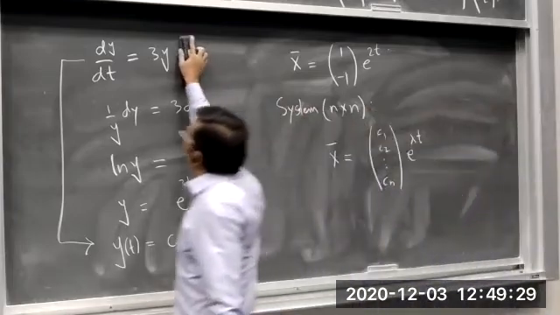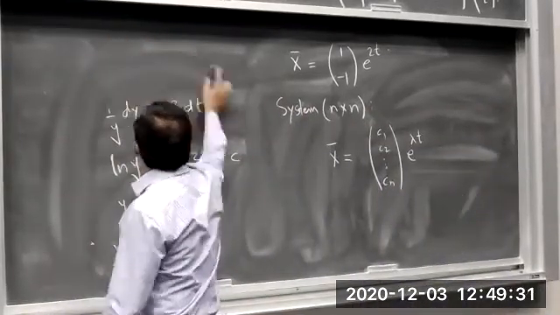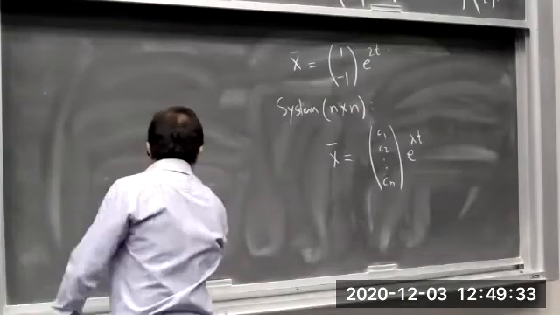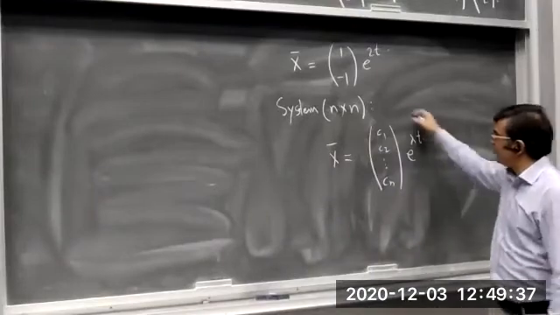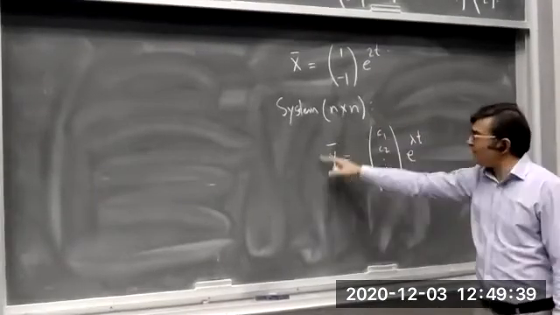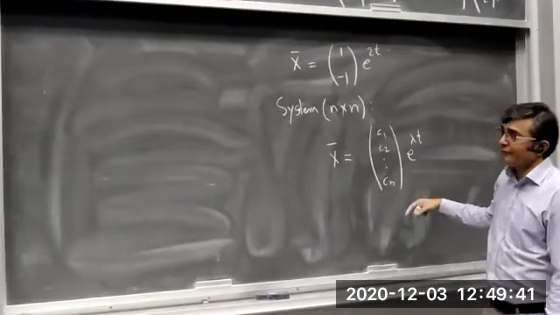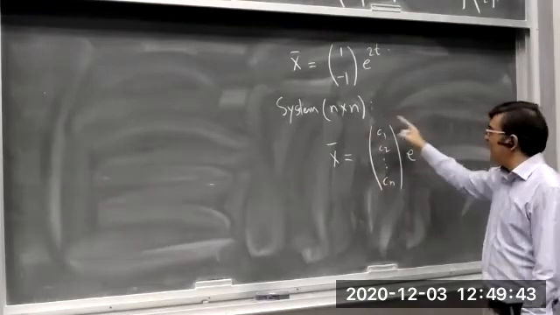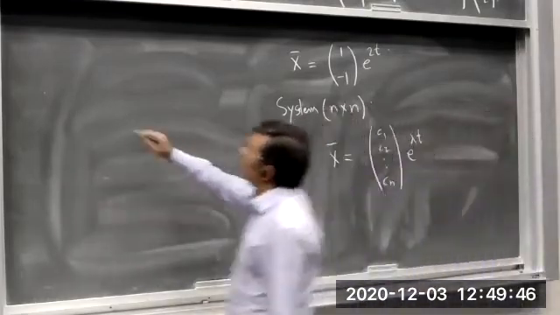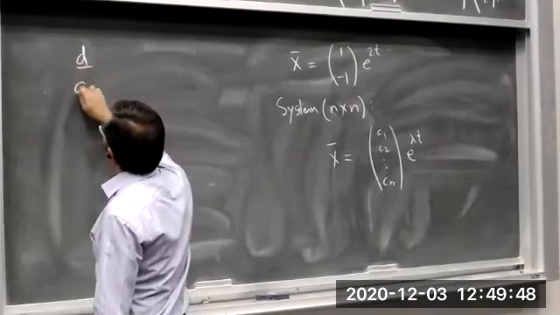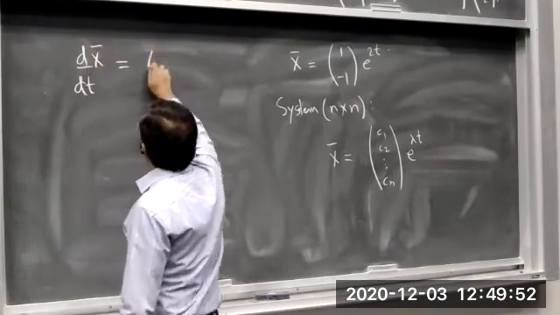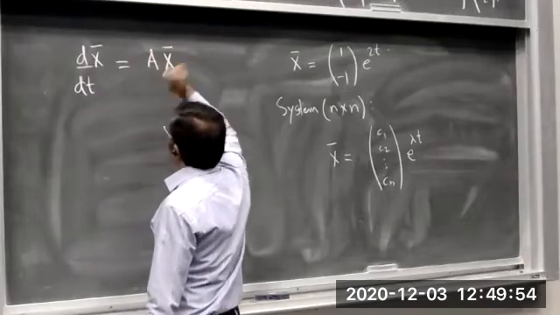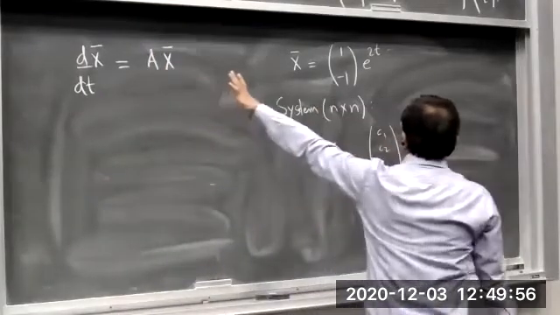Now, if we assume that the solution of an n by n system of n first order differential equations is of this form, and the system is d by dt of x bar is equal to A times x bar, this is your homogeneous linear system.